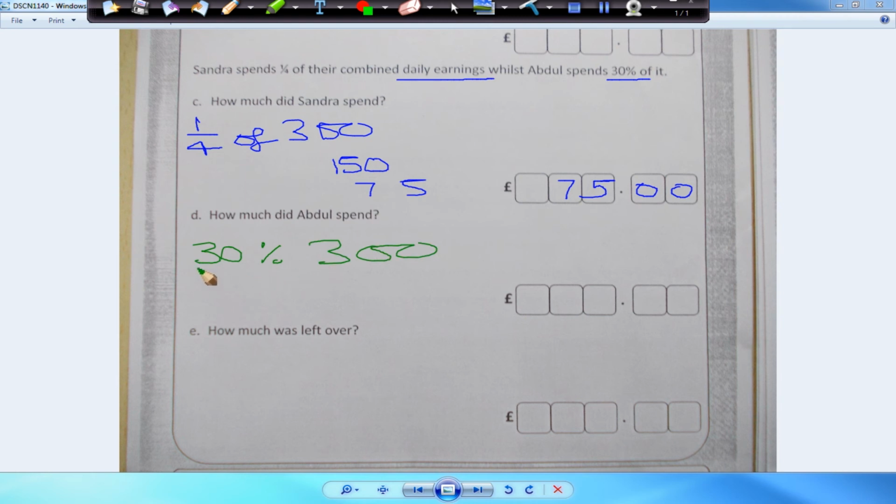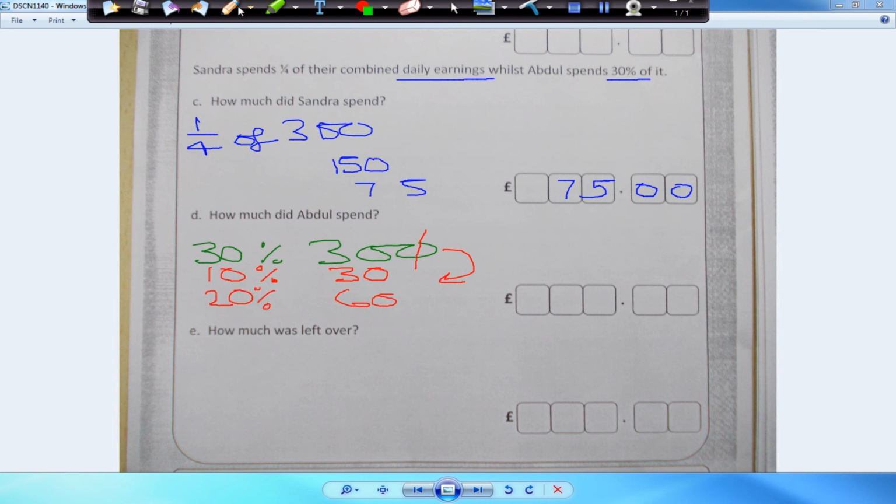Muniba, how do we work out 30% of 300? What is the technique? What do we do first? We start with 10%. 10% of 300, we divide it by 10. That gives us £30. Now, how do we get from 10 to 30%? We can just double it. If you double the 30, we get 60. If we double the 10%, we get 20%.